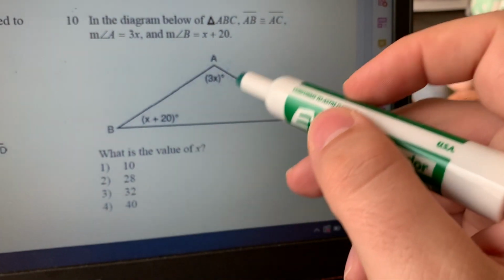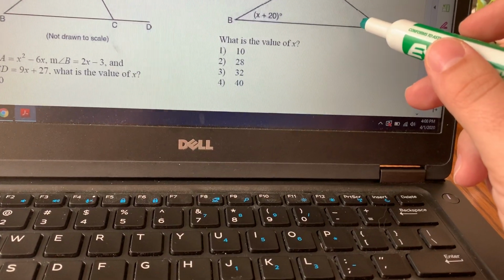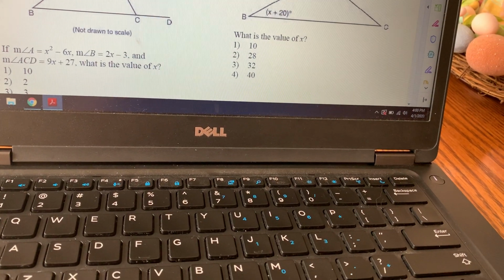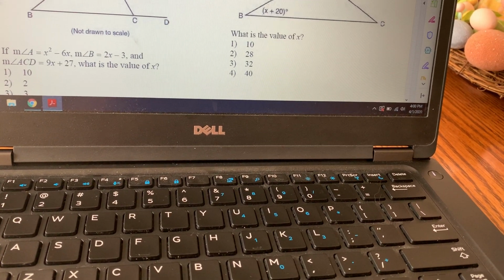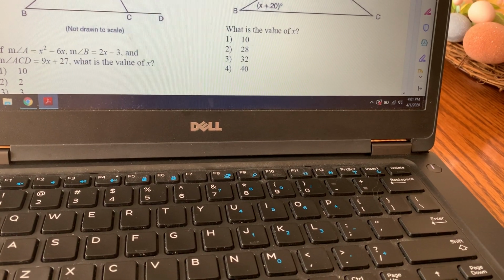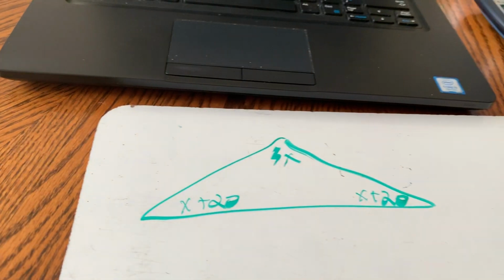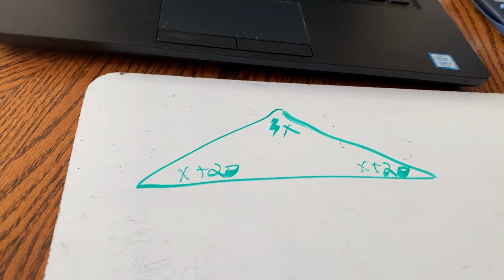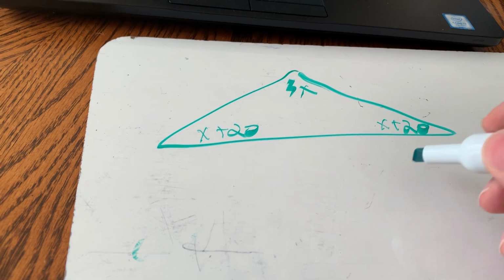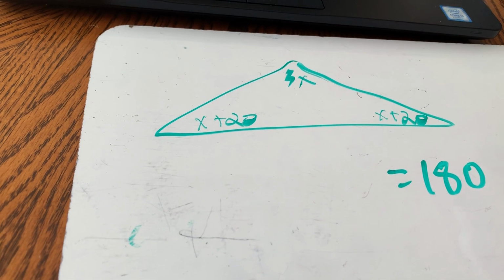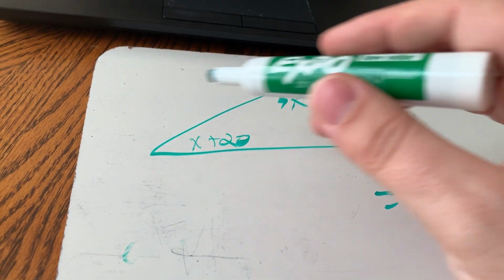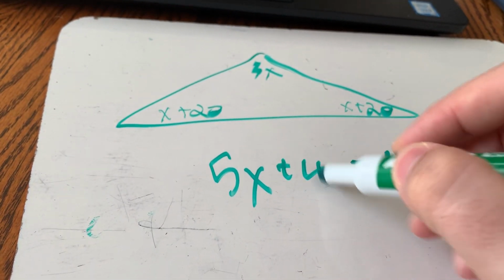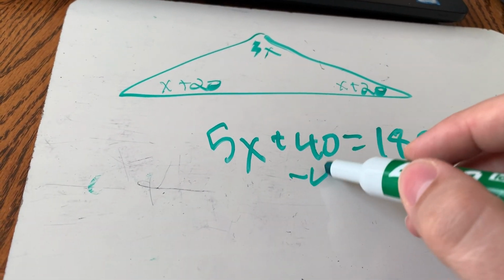Okay, it tells me B is x plus 20, A is 3x. But I know C also has to be x plus 20. Okay? So, let me write it down. All right, there we go, just a quick sketch. What do all the angles of my triangle have to add up to? 180. So add all that, set it equal to 180. You can write it out separately, but I'm just going to combine like terms. 3x, x and x is 5x. 20 and 20 is 40. 5x plus 40 equals 180.